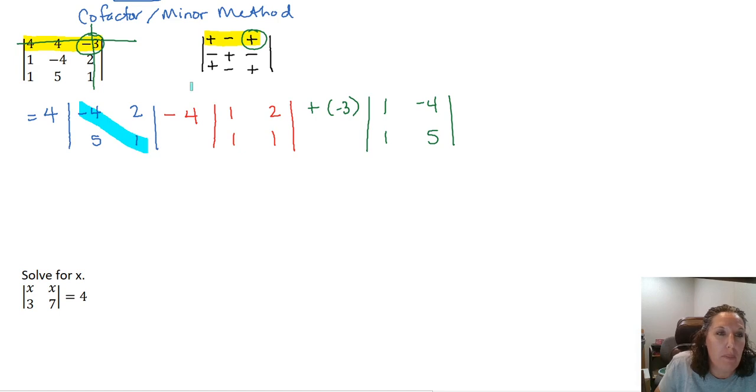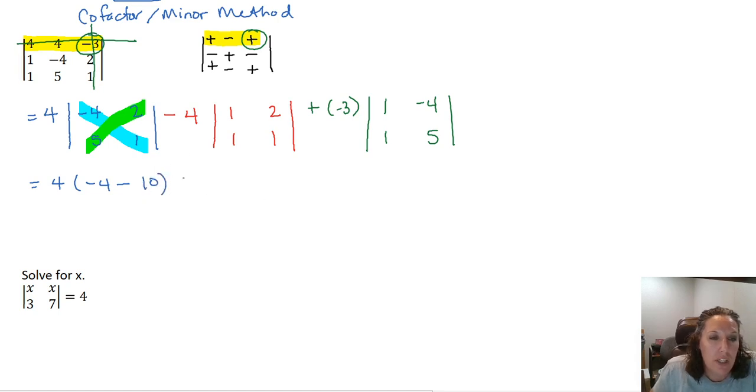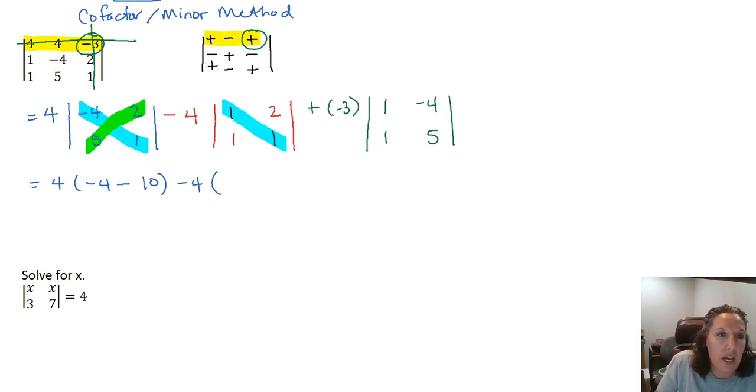We're going to multiply our main diagonal, and then we're going to subtract the opposite diagonal. So we're going to get 4 times, our main diagonal is negative 4 times 1, or negative 4. Our off diagonal, we're going to be subtracting 5 times 2, which is 10. And then we get negative 4 times, our main diagonal here is 1 times 1.